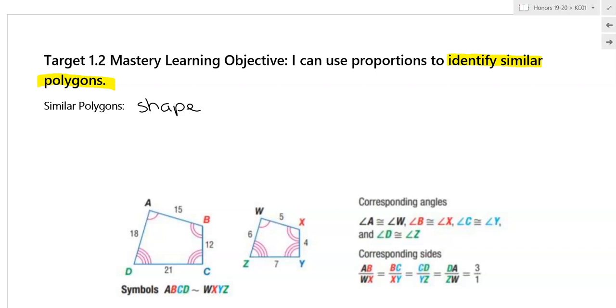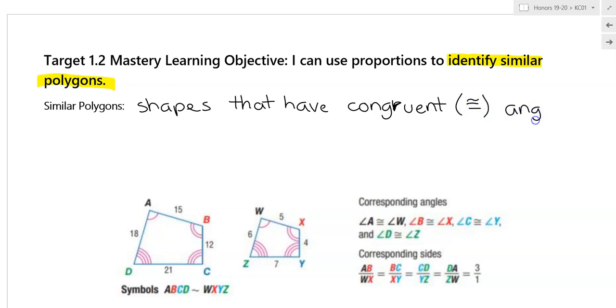So similar polygons are shapes that have congruent, that's supposed to be an R, and the symbol for congruent is that, congruent angles, and proportional sides. So their sides don't have to be equal, they have to be proportional.